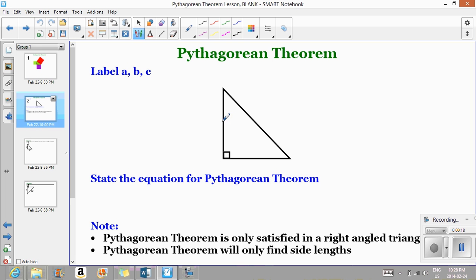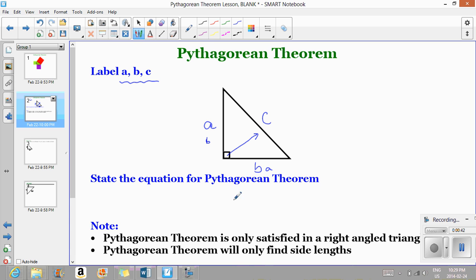So if we have to follow those same guidelines, then we have to label our A, B, C. Just remember that your C is always the longest side, the hypotenuse, and it's across from the right angle. The other two, A and B, are the sides that are attached to the right angle, and the A and B can be in either order. So this technically could have been B as well, and this one could have been A. That order doesn't matter as long as they're attached to the right angle.